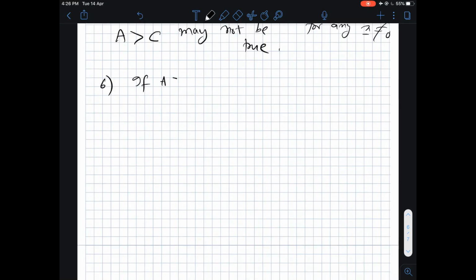Number 6. If A is positive definite, so is P transpose A P for any P with full column rank.